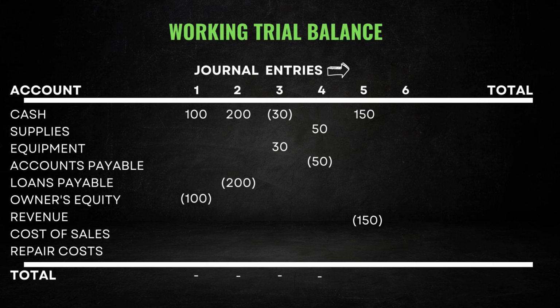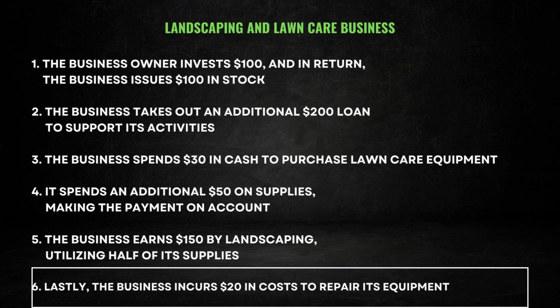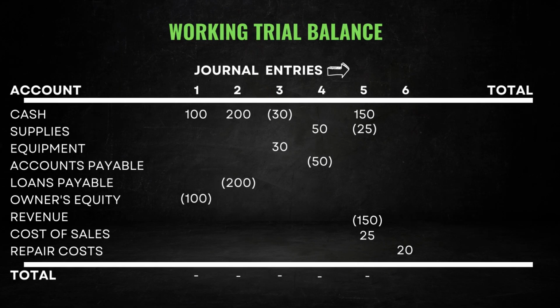Additionally, credit supplies by $25 and debit cost of sales by $25 to account for the portion of supplies used. 6. Lastly, the business incurs $20 in costs to repair its equipment. Debit repair costs by $20 and credit cash by $20.